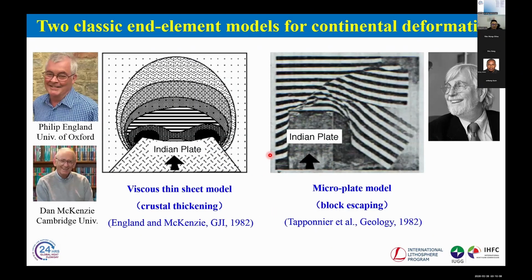There are two classical end-member models to describe continental deformation. The first one is the viscous thin sheet model, proposed by Professor Philip England and Professor Dan McKenzie in 1982. They described the deformation of the continent like a very thin and large layer. This is a numerical model. It focuses on crustal thickening, with the indentation of the Indian plate, and the crust of Tibet thickens like this.